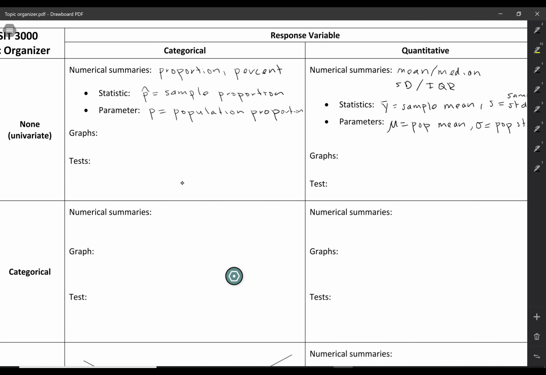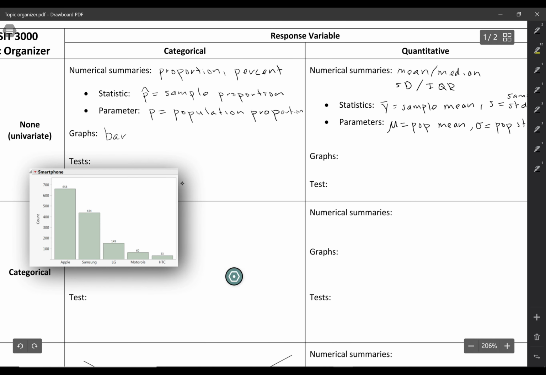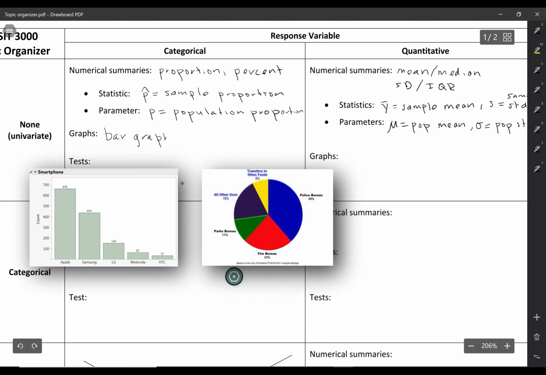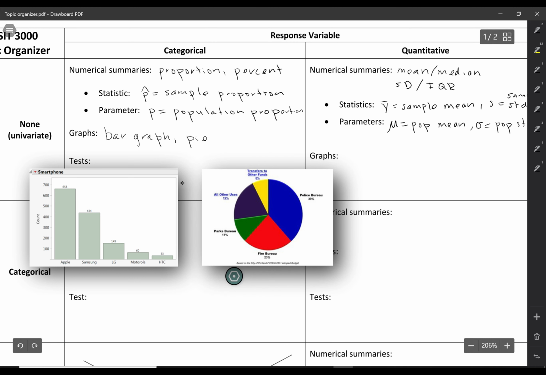So let's start with the graphs for univariate data. Univariate means that it just shows one variable at a time. So for categorical data, you have 2 options. You could use a bar graph or you could use a pie chart. I tend to recommend bar graphs because they're a little bit more flexible.